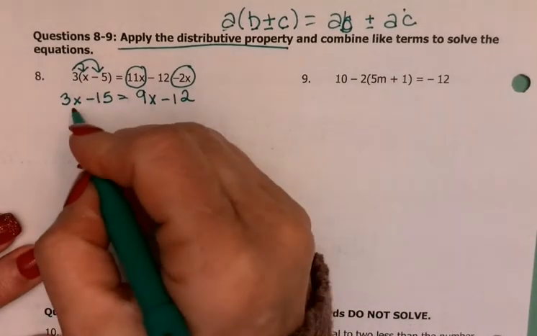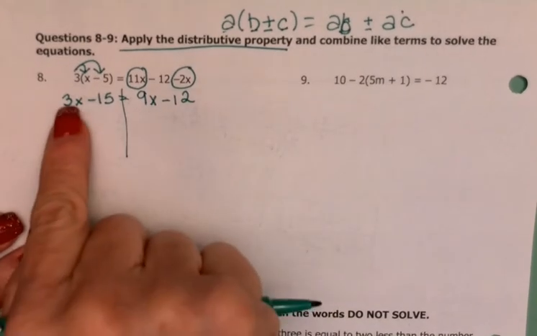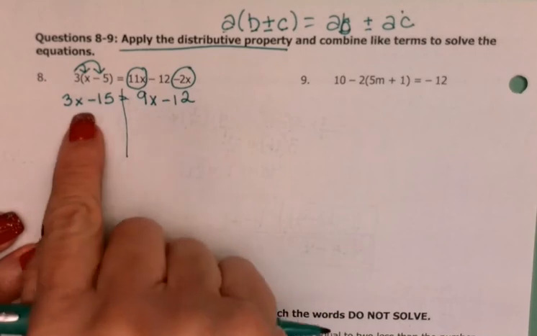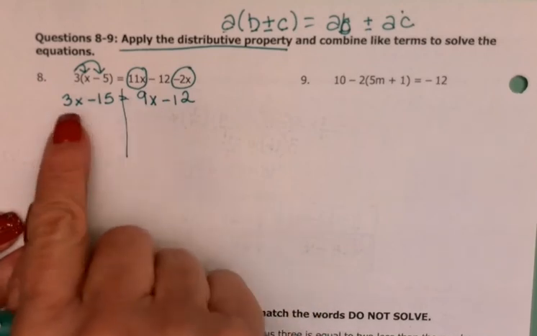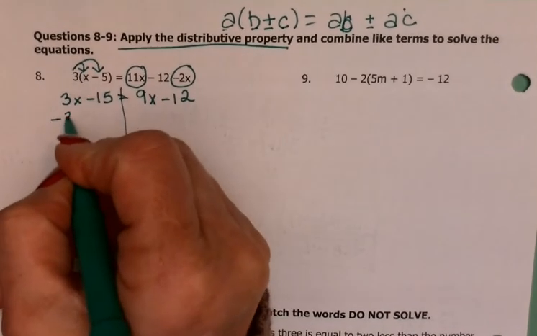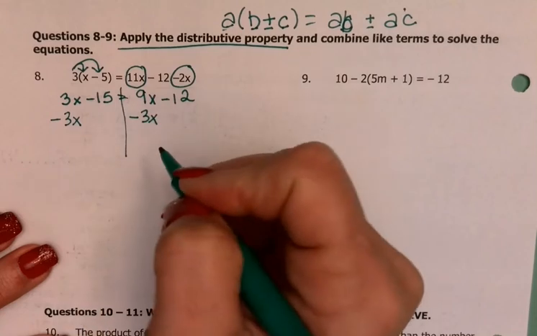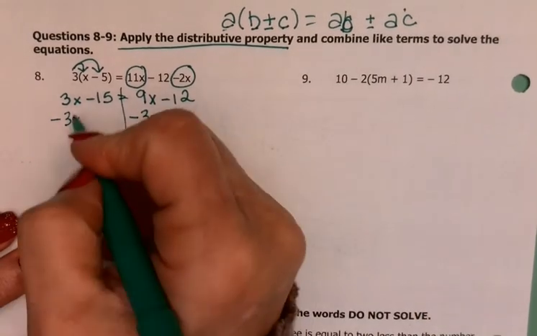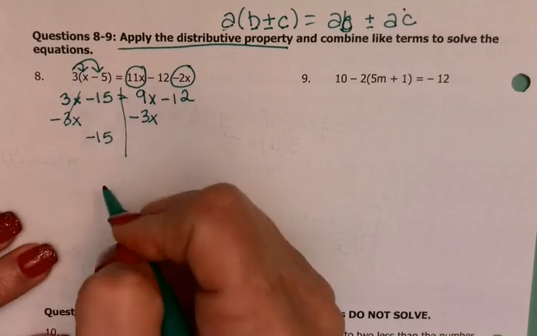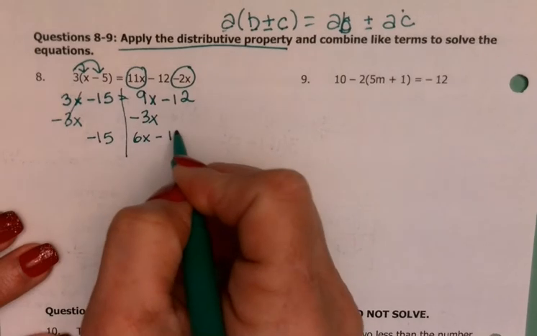Now I have a variable on the left of the equal sign and a variable on the right. Do we want to move 3x or do we want to move 9x? Well, 3 is less than 9, so we should move this 3x. And the opposite of 3x is a negative 3x, so we put a minus 3x on both sides. These go away. We're left with a negative 15 on the left. 9x minus 3x is 6x. Take away 12 on the right.